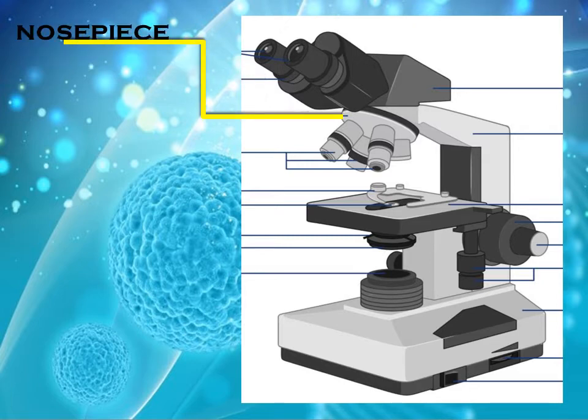Next is the nosepiece. It is a rotating turret that houses the objective lenses. The viewer spins the nosepiece to select different objective lenses.